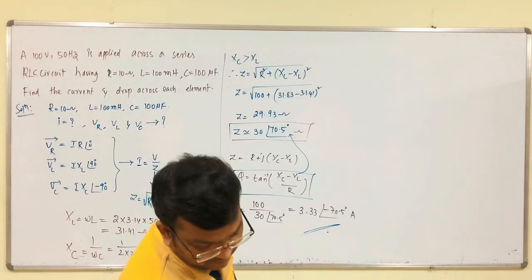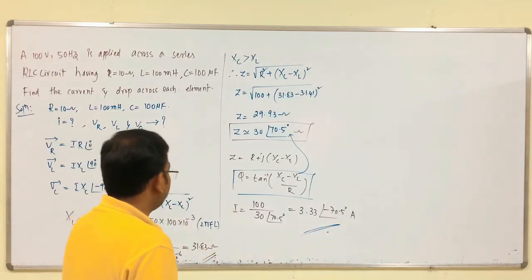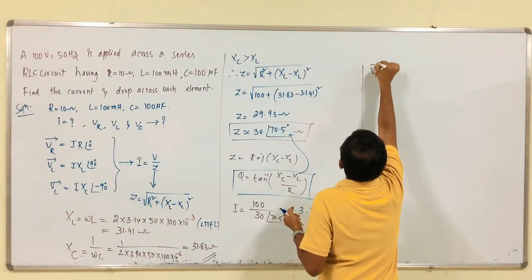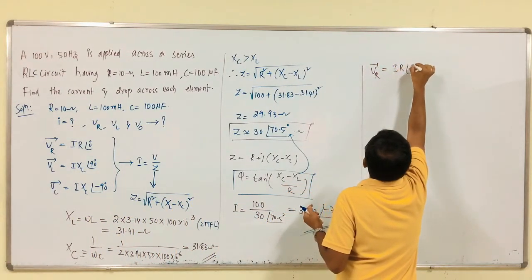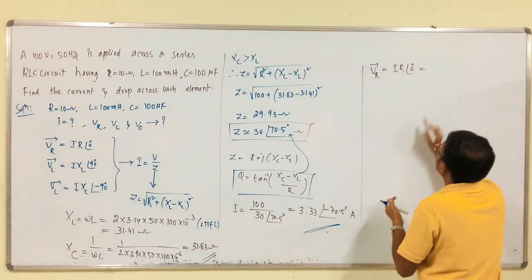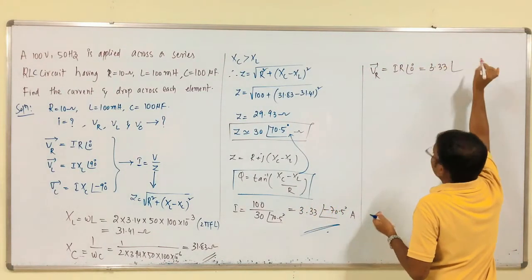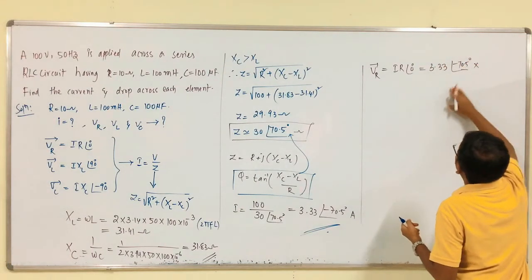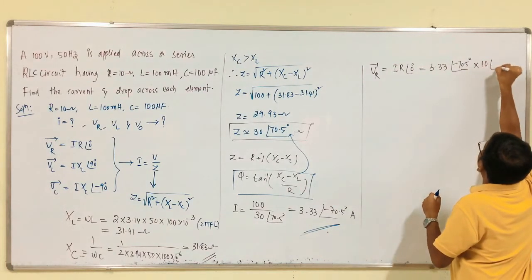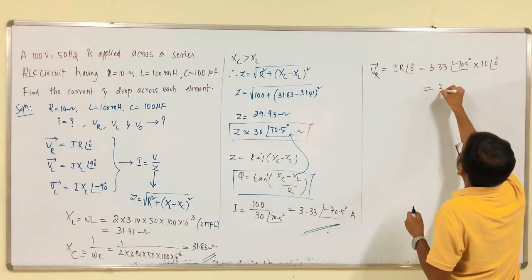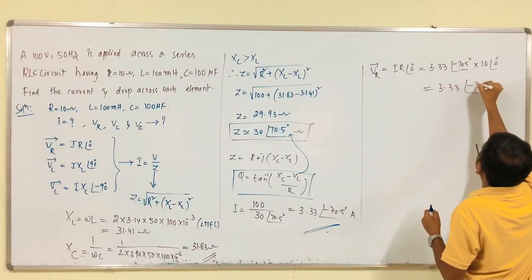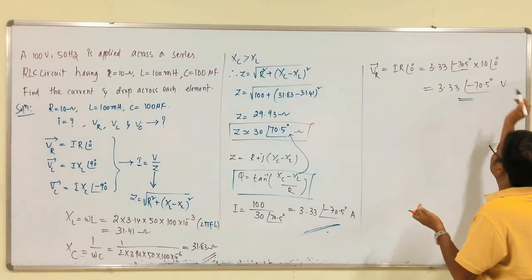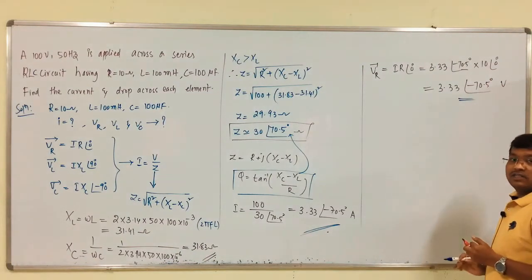So correct. Now we have to calculate VR, which is equal to I into R at an angle 0. What is the value of current? 3.33 at an angle minus 70.5, into R, which is 10 at an angle 0, which is equal to 3.33 at an angle minus 70.5 volts. So this is voltage across resistance.